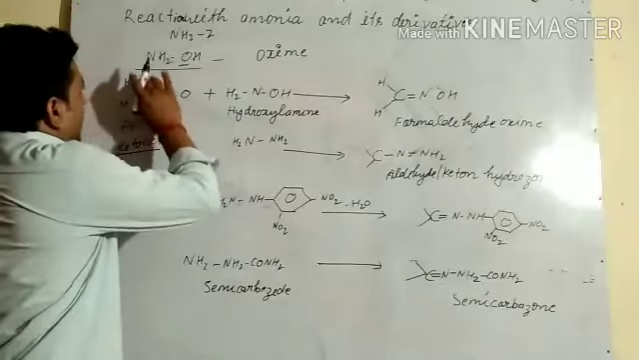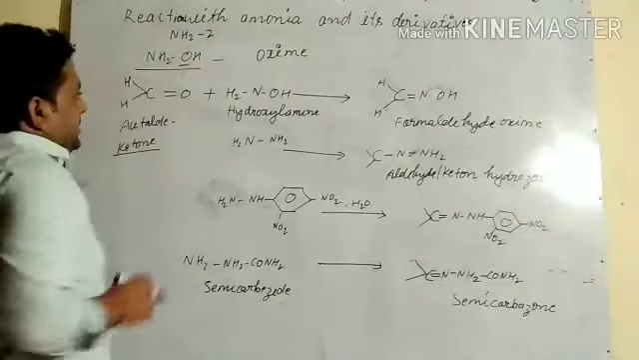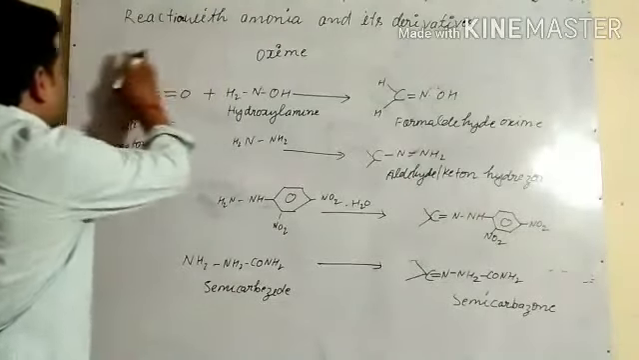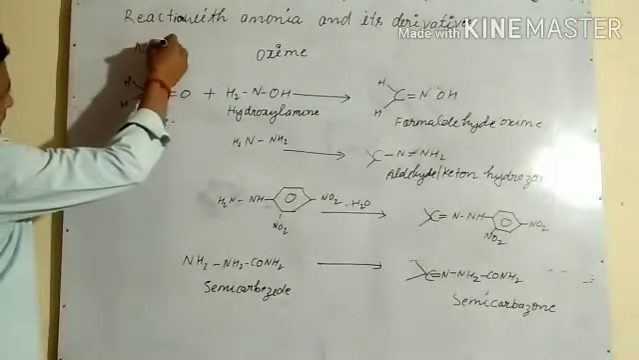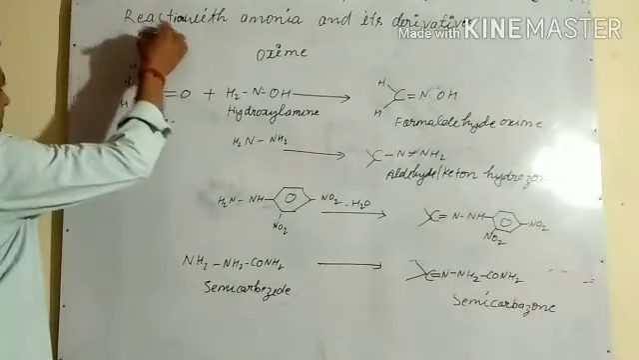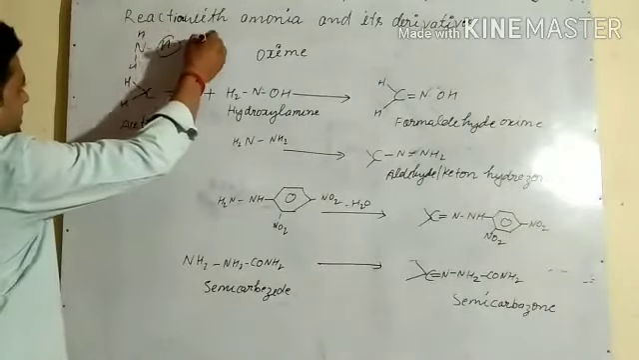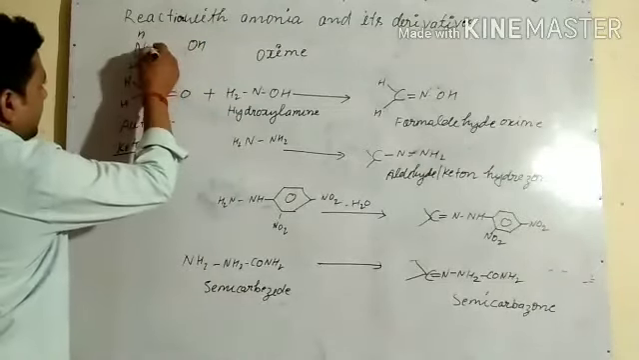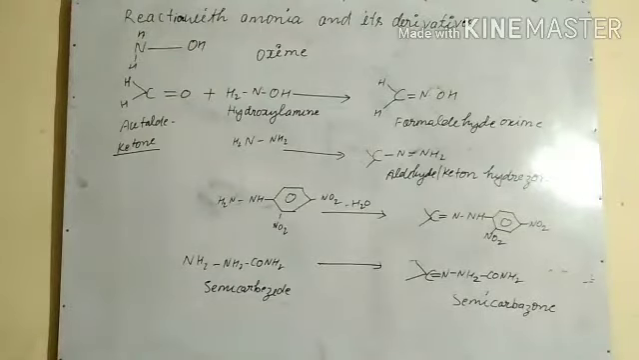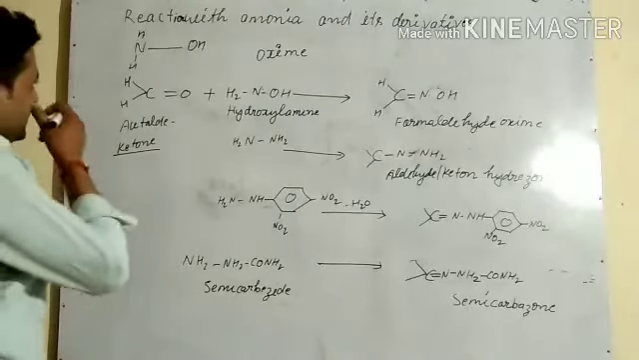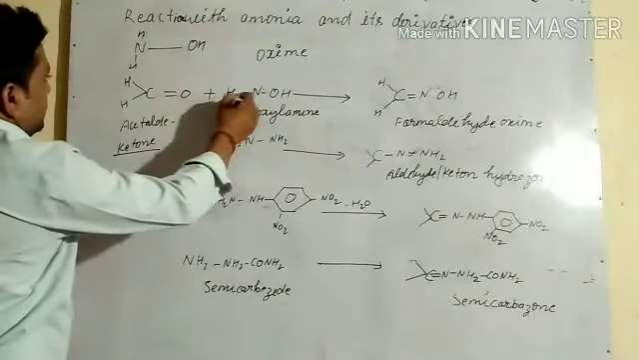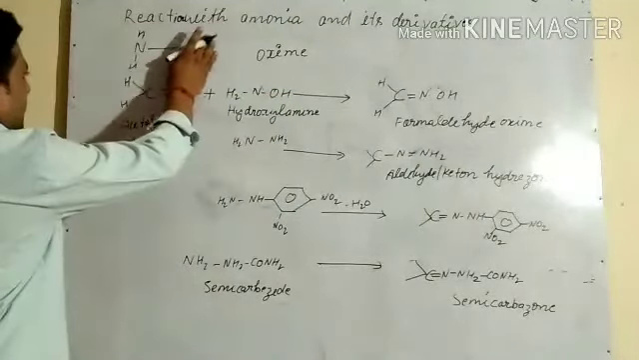If one H of NH3 is replaced like this, if we write NH, H and H, and this one is replaced by OH, what will we say? Hydroxylamine. What will we say? Hydroxylamine. And what is the product? The product will be the oxime. So it can be written like this: NH2N-OH. So this is called oxime.